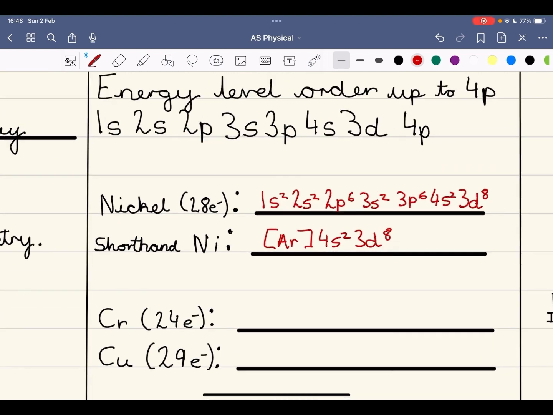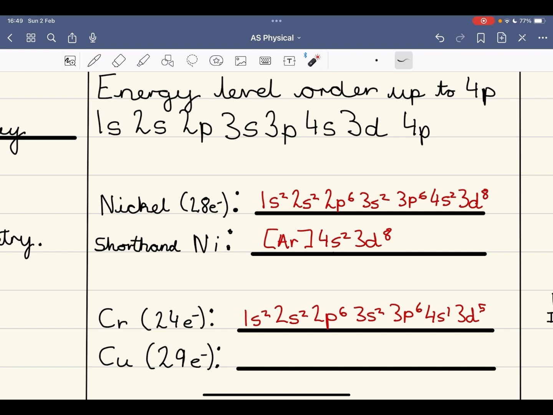These are our exceptions, okay? So chromium and copper are 2 exceptions. So the structure of chromium is 1s2, 2s2, 2p6, 3s2, 3p6, 4s1, and 3d5, okay? So the weird exception is that normally we would fill this up to 4s2, but instead one of those electrons that would normally go to 4s2 goes to 3d5.